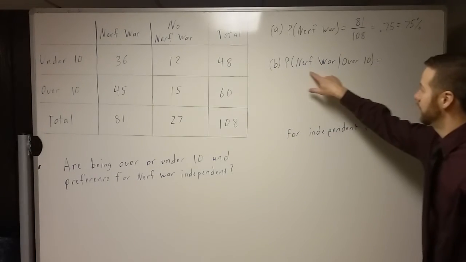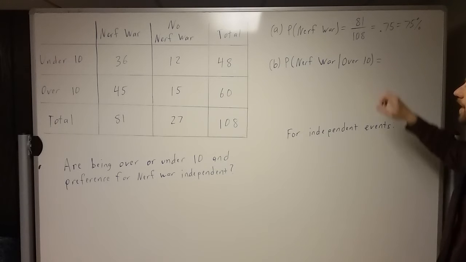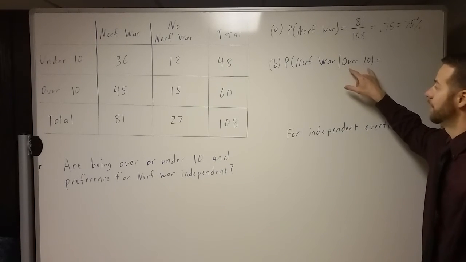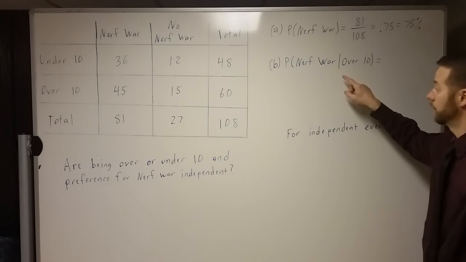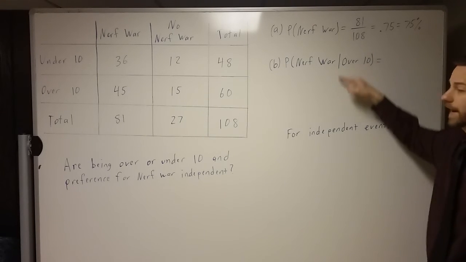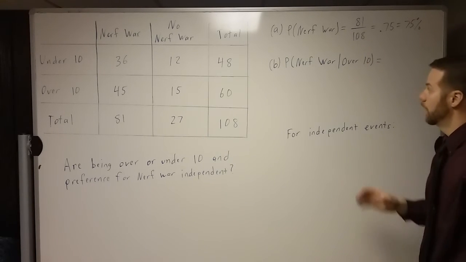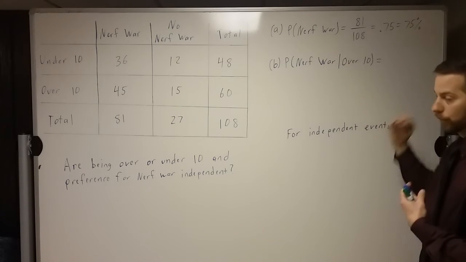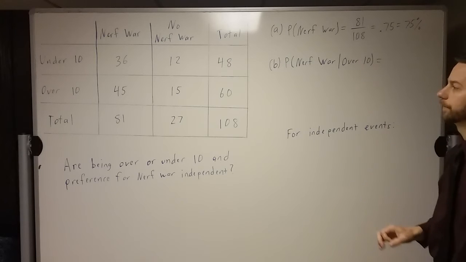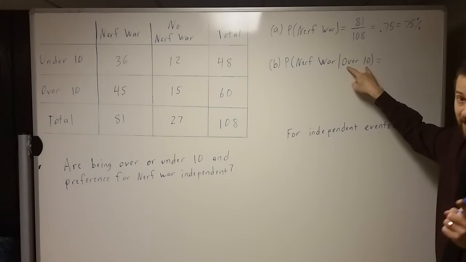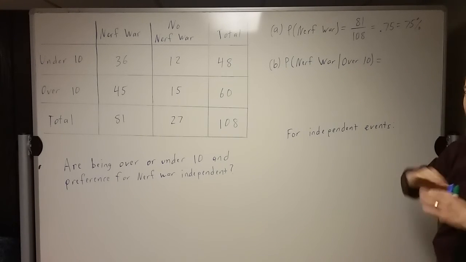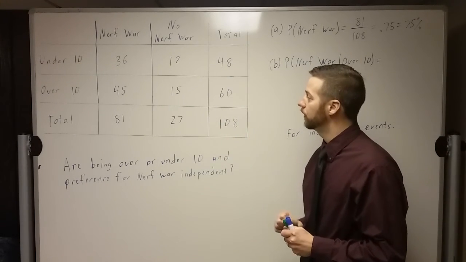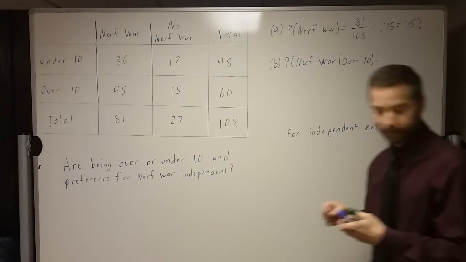So let's compare that with what happens if we say, what's the probability that you would like a Nerf war given that you're over 10? Remember from what we learned in our last lesson, this vertical line is read "given." So what's the probability that you would prefer a Nerf war if we're only looking at people over 10? Now remember, when you have a given probability, that means we're not looking at everyone. We're changing this total number of people. We're only looking at people over 10.